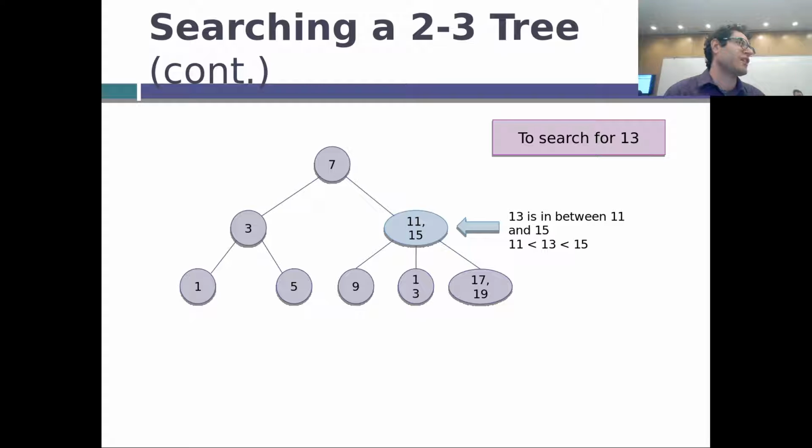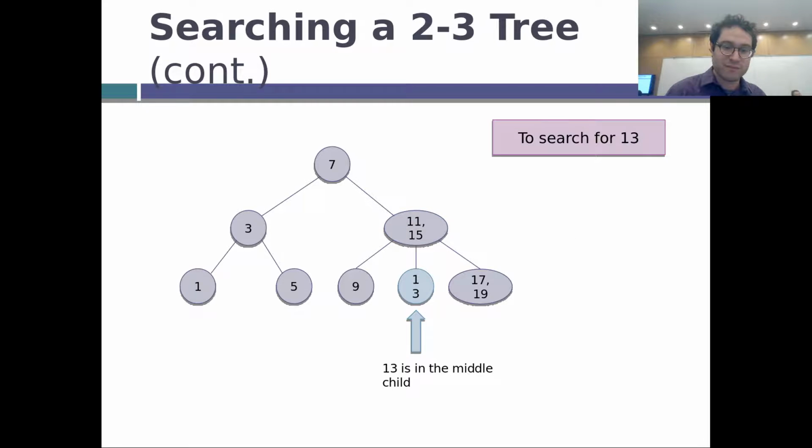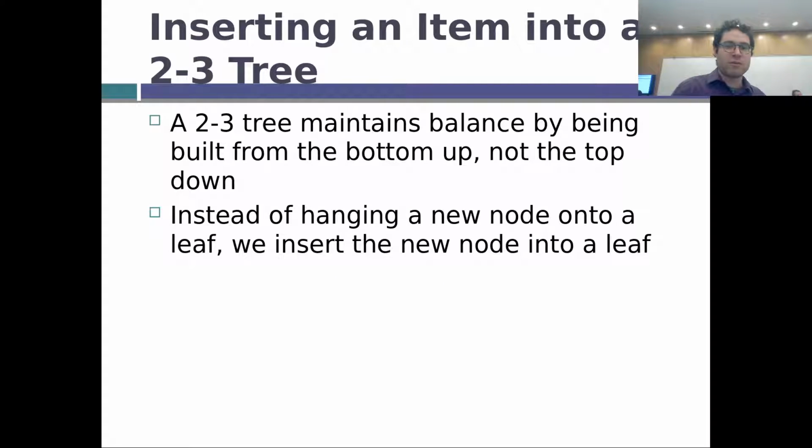Well, first check if you're less than the smallest one. Then check if you're less than the bigger one. If you're greater than the smaller one and less than the big one, then guess what? Go down the middle branch, and you found it. So the way it does it is that it's built from the bottom up, not from the top down.